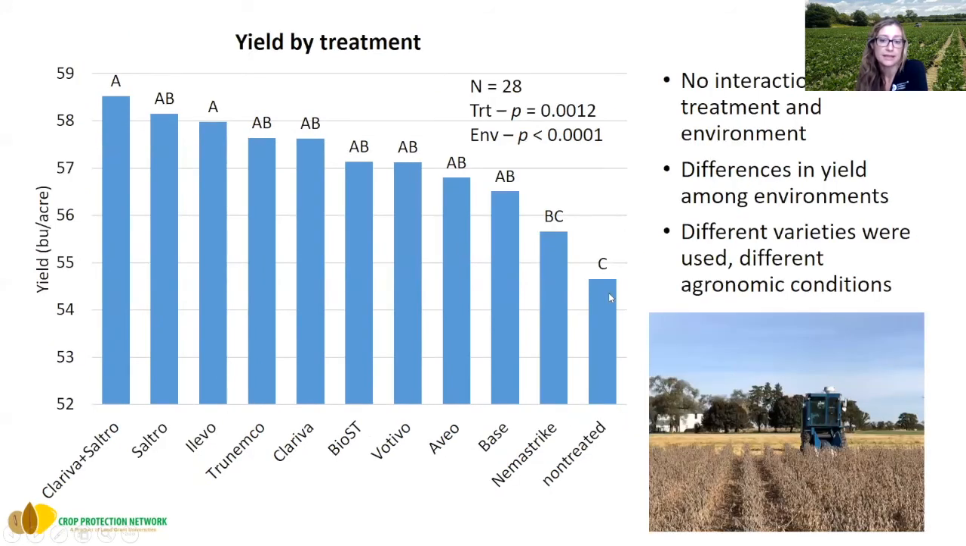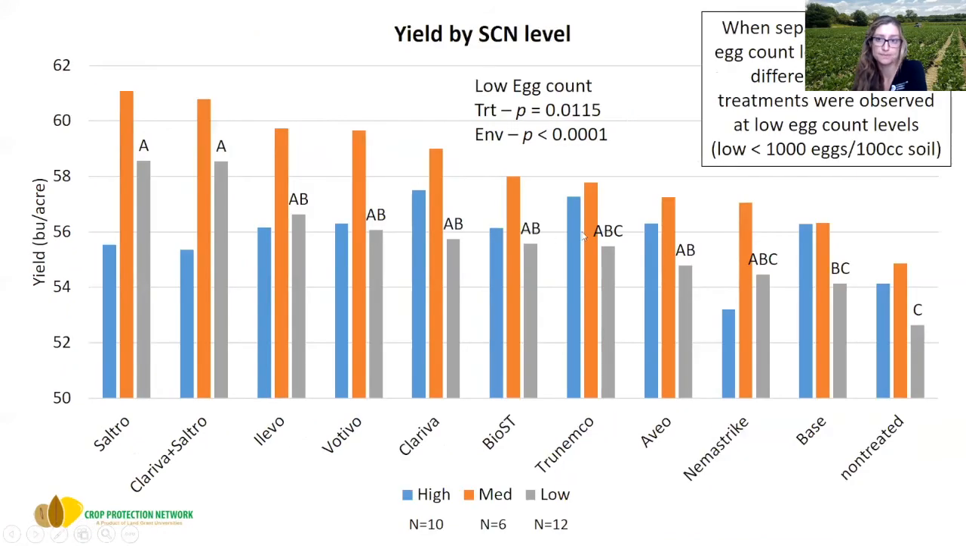Taking a look at yield within all of these sites, that non-treated seed consistently yielded the lowest. And we can see that, again, that Chlorella plus Saltro, Saltro, and Olivo all top out at the yields. But again, if you look at this scale, we're moving from about 54.5 to 58.5. So again, being realistic, even when these seed treatments are working well, we're still expecting within that 3 to 6 bushel range.